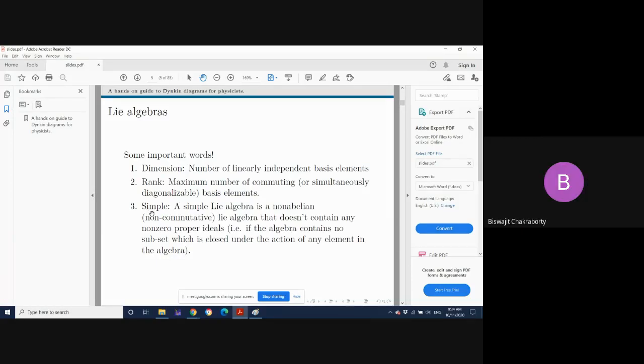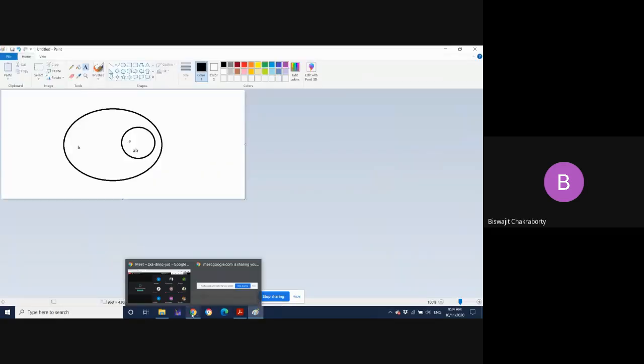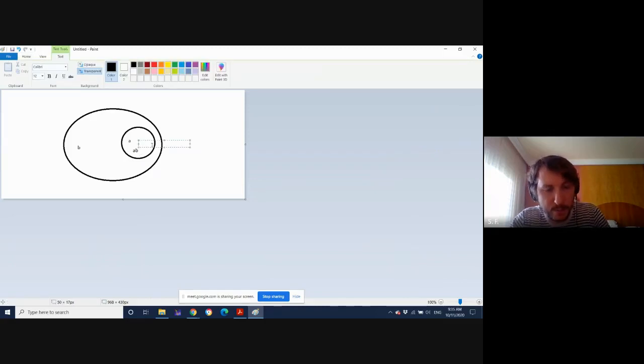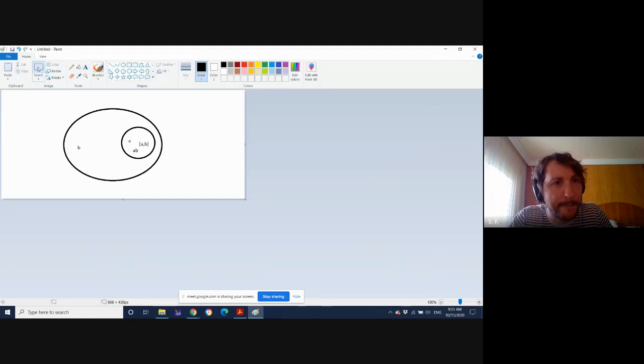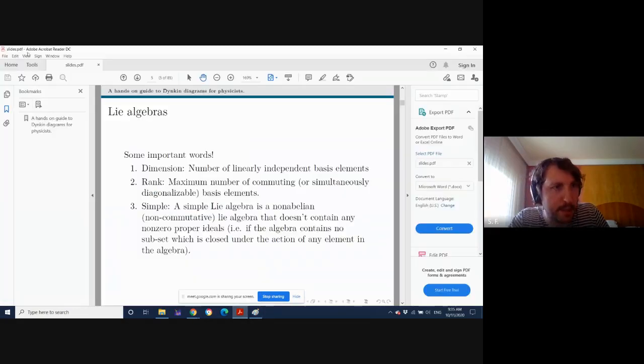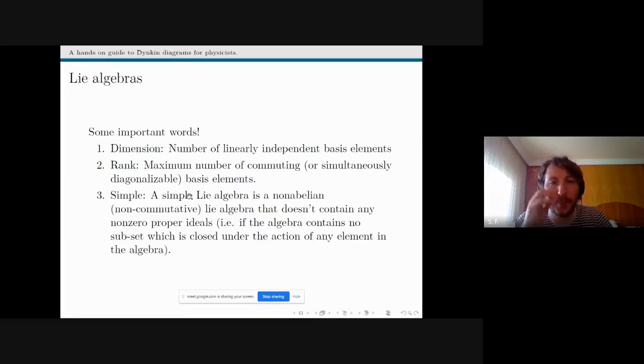In our normal context, the bracket of A and B will be basically the commutator of A and B, right? Yes, that will be the commutator of A and B. That's exactly right. My apologies, I'm being a bit too loose, but yes, that should be written like this. So in particular, a simple Lie algebra is a Lie algebra that doesn't contain anything like that. It doesn't contain any non-zero proper ideals.